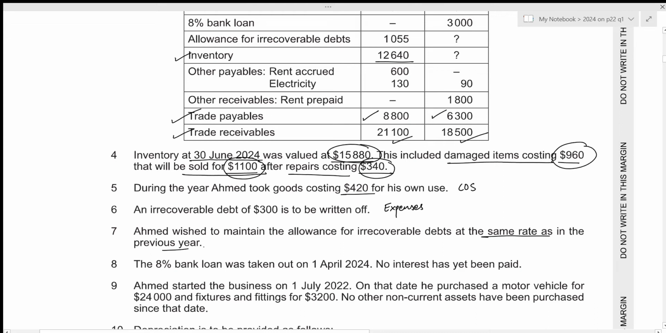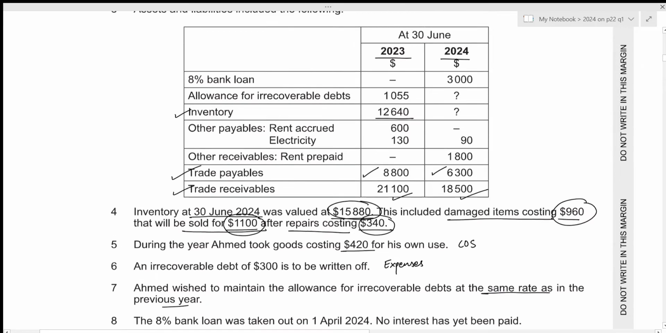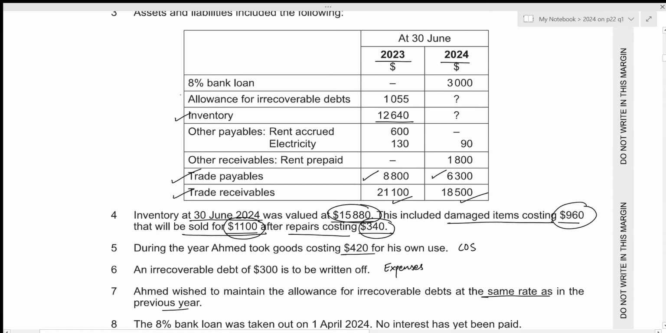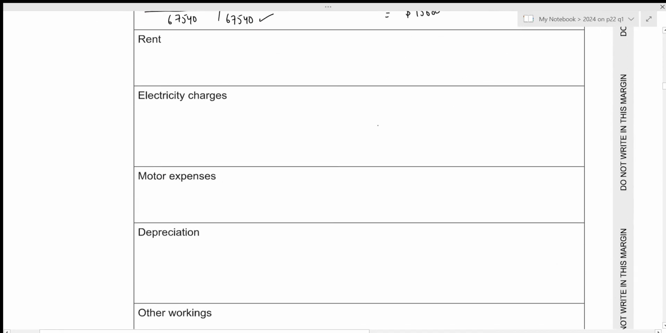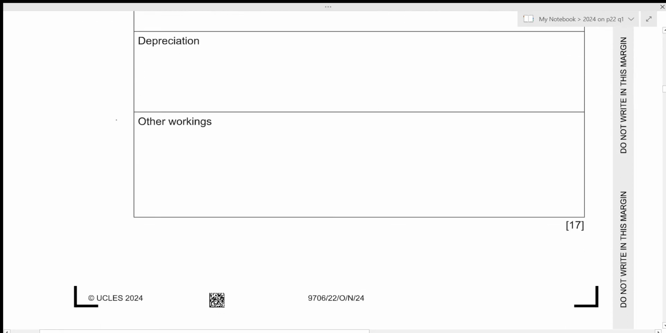Okay, let's do the workings for the allowance for irrecoverable debts first. In this case, we can see the allowance for irrecoverable debts at the beginning of the year. So this is the opening balance of 1,055. We first need to figure out the rate. And I'm just going to write down the general formula. So for allowance, I think we can show the workings under other workings. So the formula for allowance for irrecoverable debt is just going to be the trade receivables multiplied by its rate.